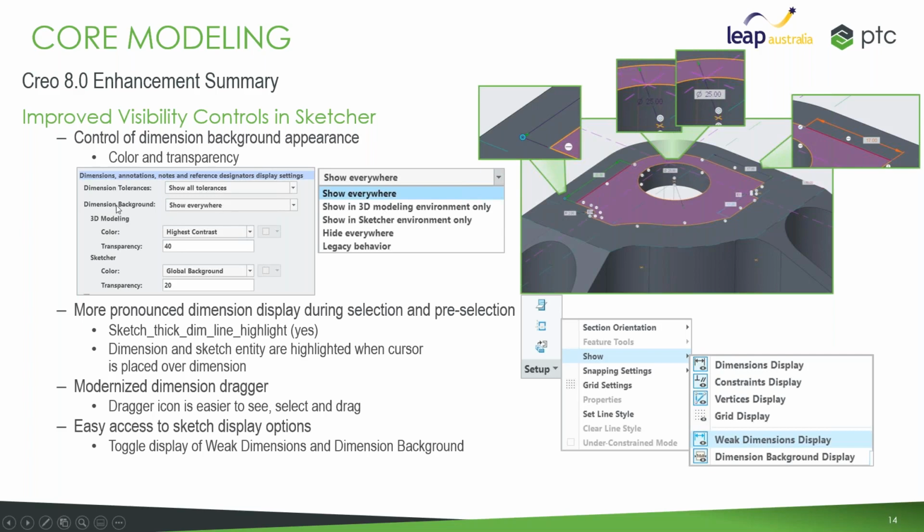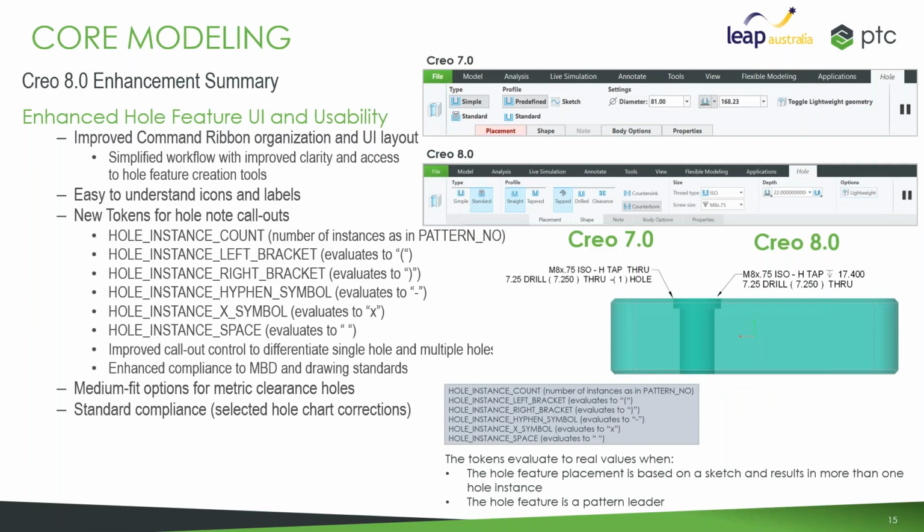You can control that through your options and settings where you see that. Maybe you only want to see it in Sketch, maybe you want to see it everywhere. A few more options around how they highlight when you move your cursor over, updating the dimension dragger to make that easy to see. Okay, and also a new option for whether you should see weak dimensions or not by default. On the whole feature, a whole bunch of stuff in there, pun intended.